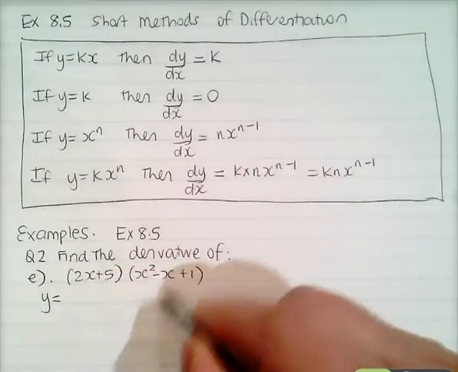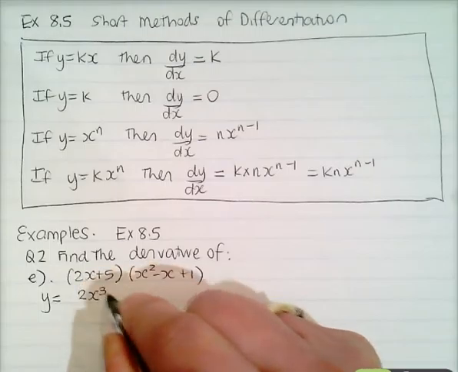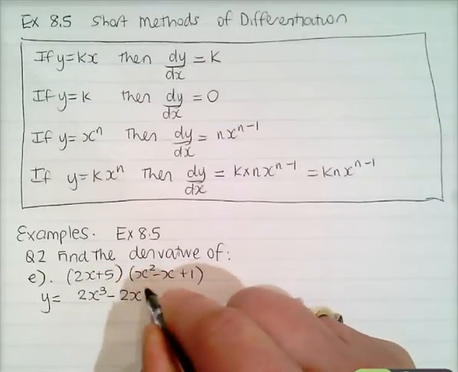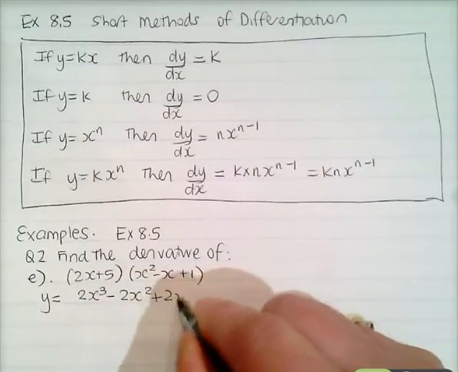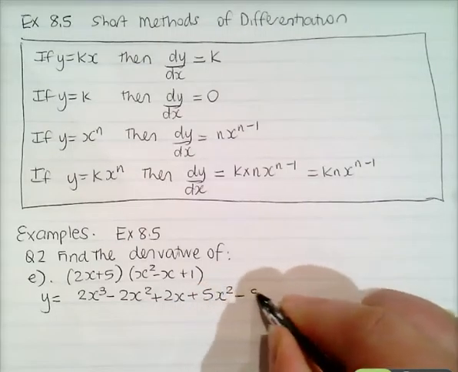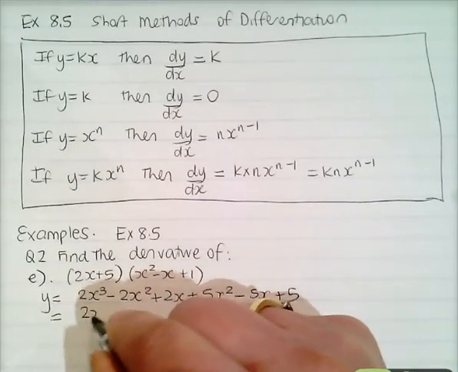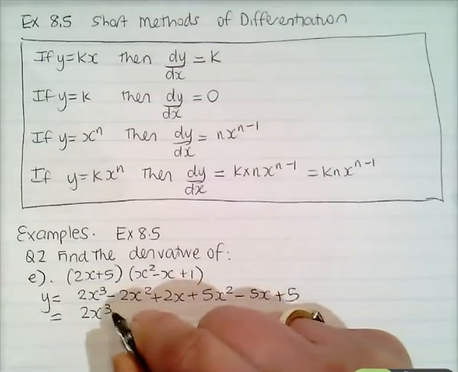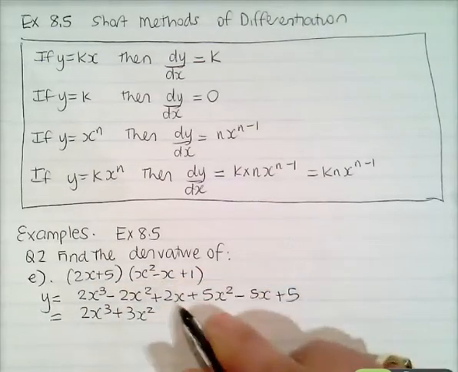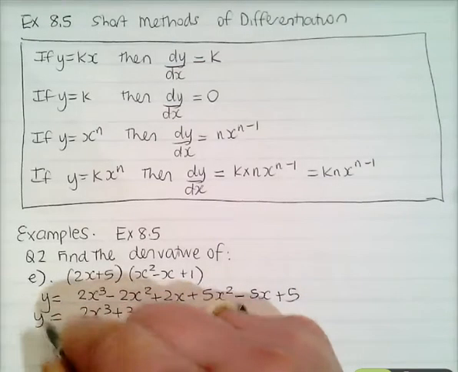So if we multiply 2x by each of those terms in the second bracket, we get 2x cubed minus 2x squared plus 2x, and multiplying 5 by each of these terms, we get plus 5x squared minus 5x plus 5. So therefore y is equal to 2x cubed plus 3x squared minus 3x plus 5. So that's what y equals.